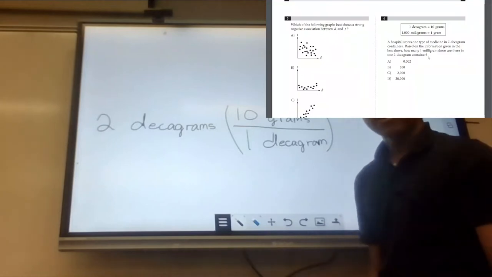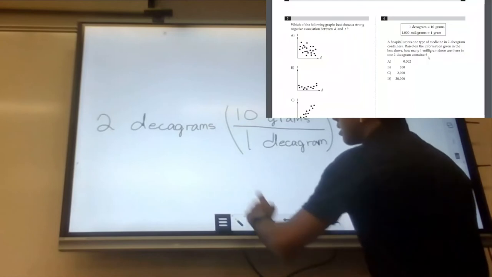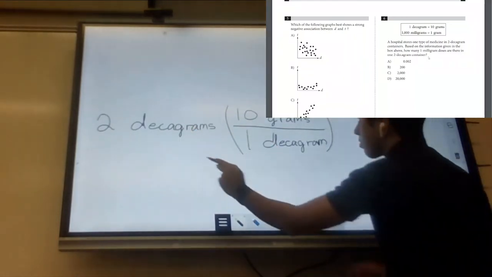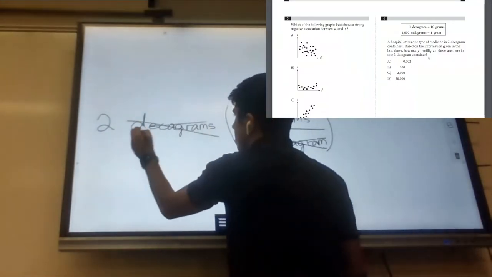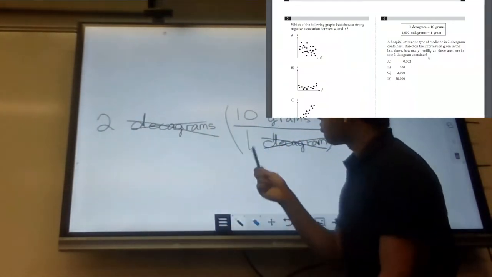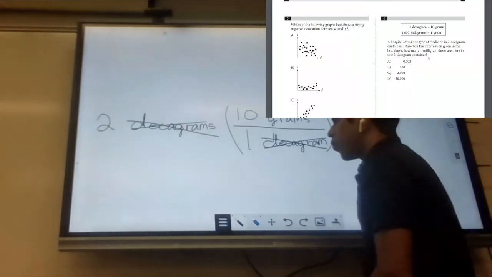But now you might be asking, like, why did I do that? What is the point? The point is that I now have a decagram in the numerator and a decagram in the denominator. So I can cancel this out and that. And now I get 2 times 10 over 1, which is 20 grams. So I get 20 grams now.